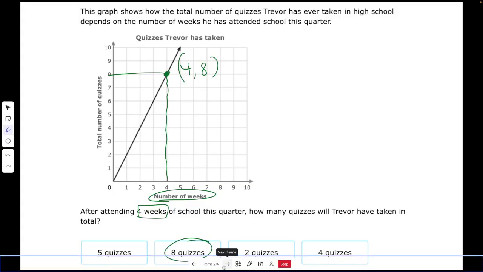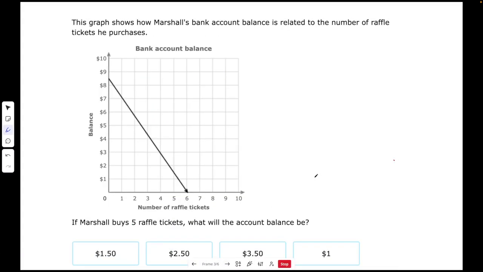Okay, let's try another one here. So I'll give you a second to read if you want to pause the video. Okay, now that you've read the problem, it said if Marshall buys 5 raffle tickets, what will the account balance be? So 5 raffle tickets is here, track up to the line.